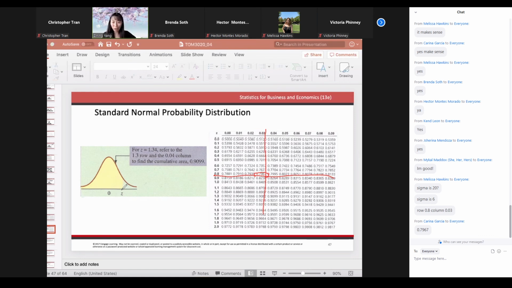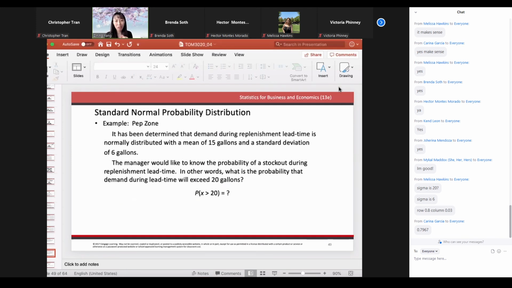The yellow area equals 0.7967. So there is a 0.7967 probability that demand will be lower than or equal to 20 gallons. That's what we directly look up. But that's not the answer to the question, because the question is asking, what is the probability that the demand exceeds 20 gallons?